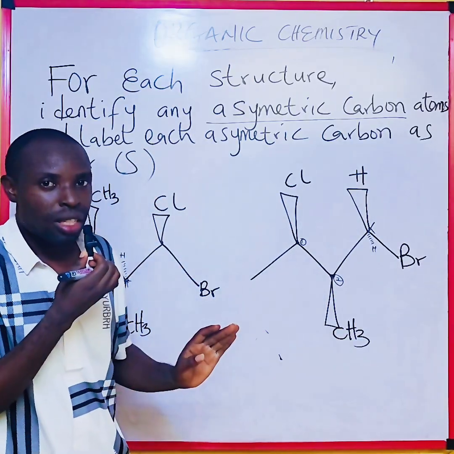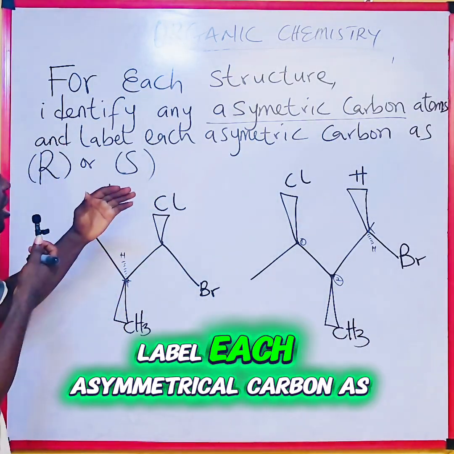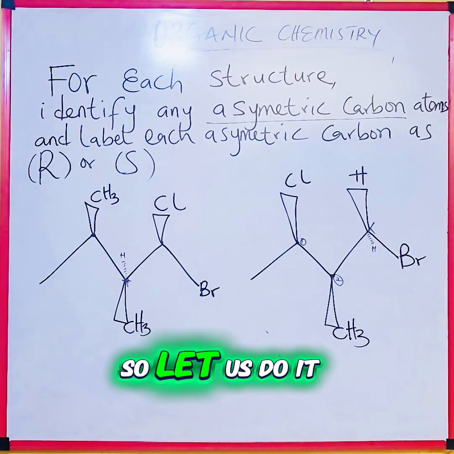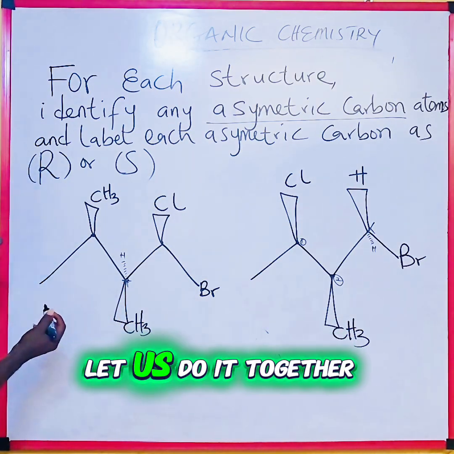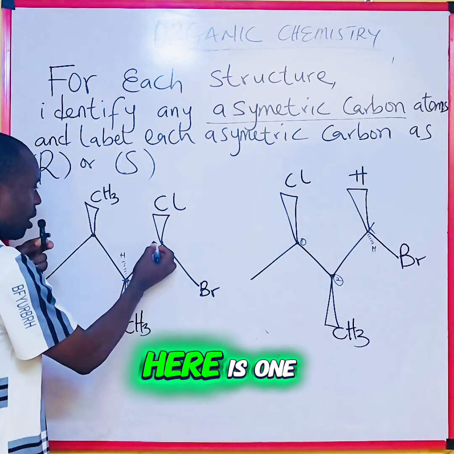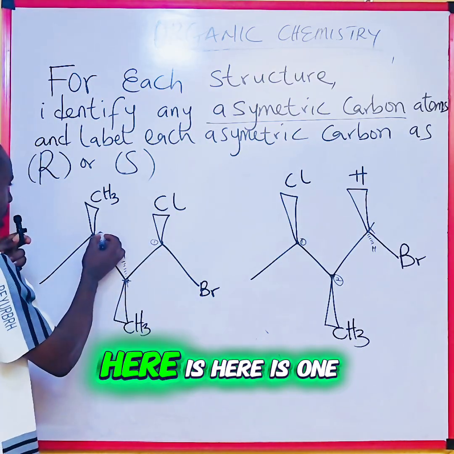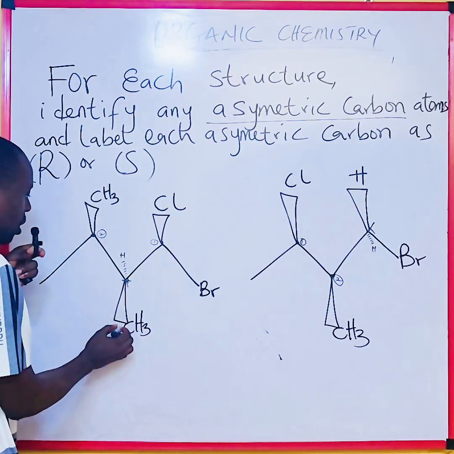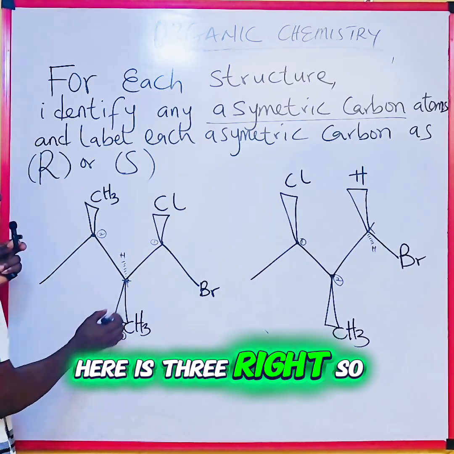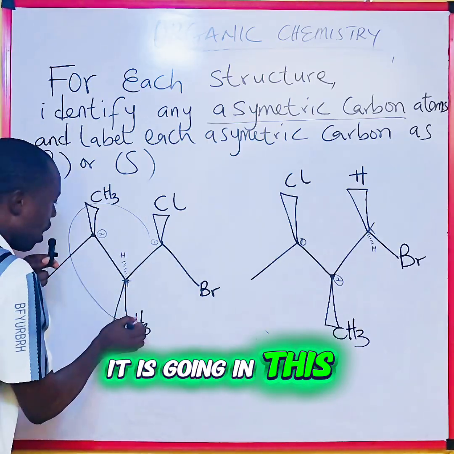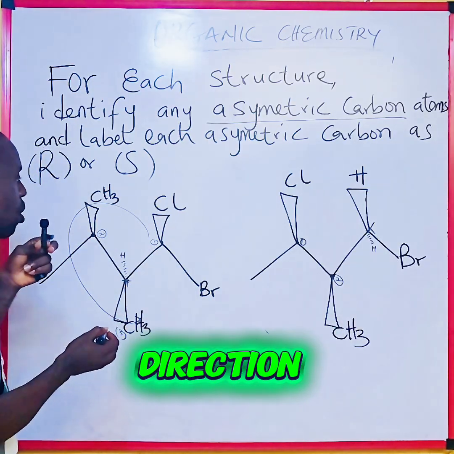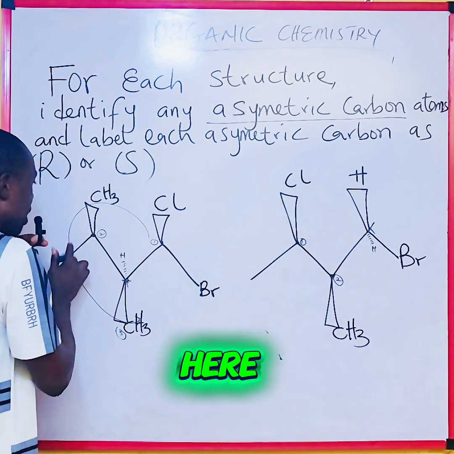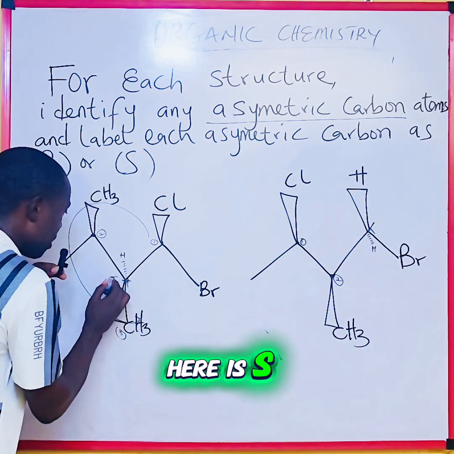These are their positions. Now the next question is, label each asymmetric carbon as R or S. It is actually very simple, so let us do it together. For this carbon here: here is 1, here is 2, here is 3. The way it is going, it is in this direction, which is an anti-clockwise direction. So if it is going anti-clockwise, it will be S. So for this position here, it is S.